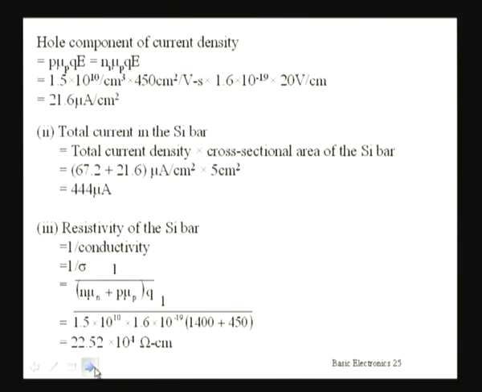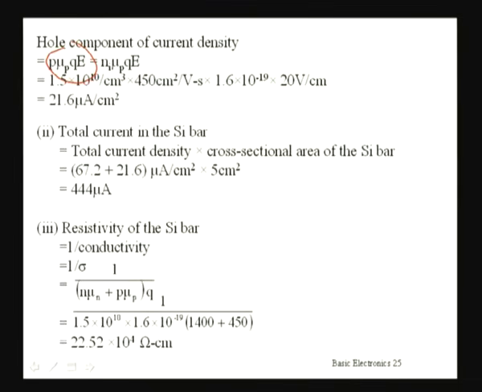Similarly, the hole component of current density you can find out, that is p mu p q E. Here also you substitute all these given values and you find 21.6 microampere per cm square. That comes to be the hole component of current density.